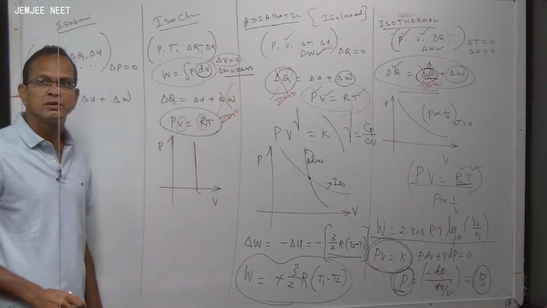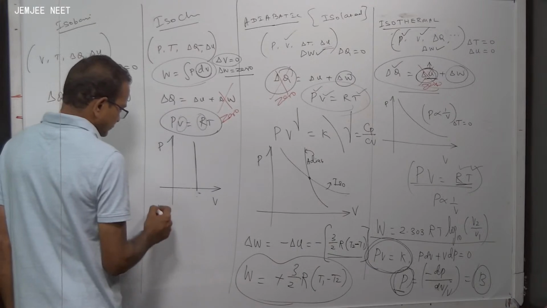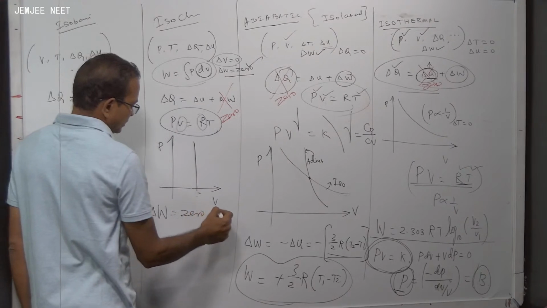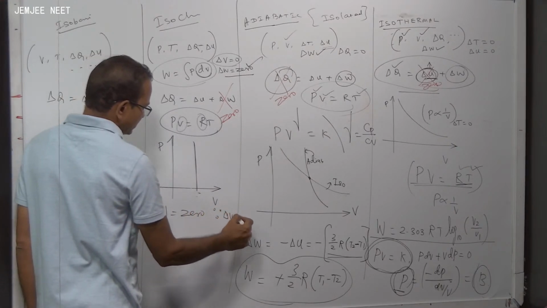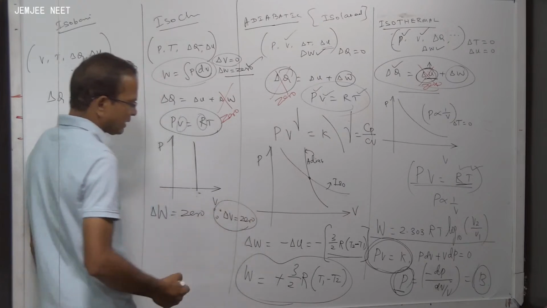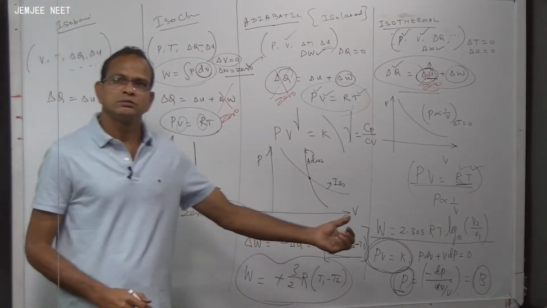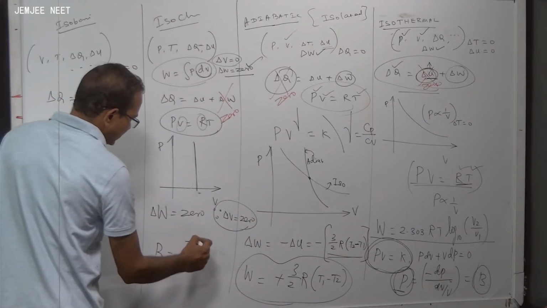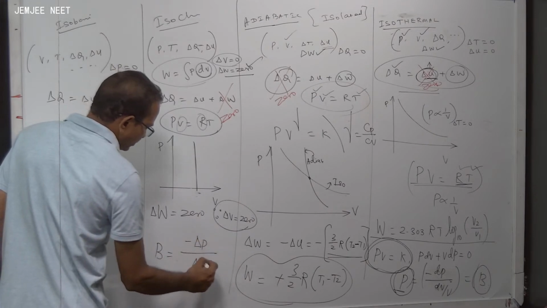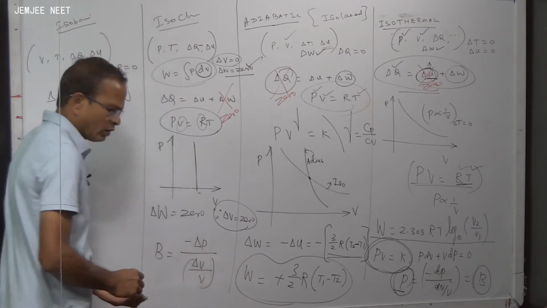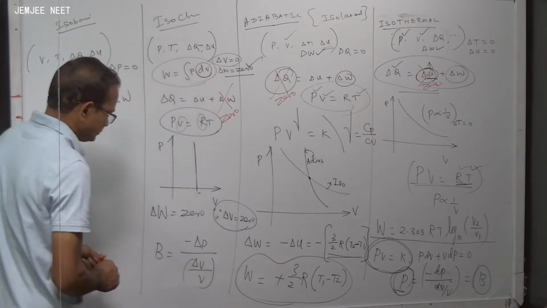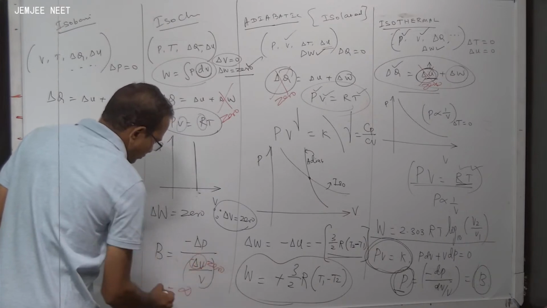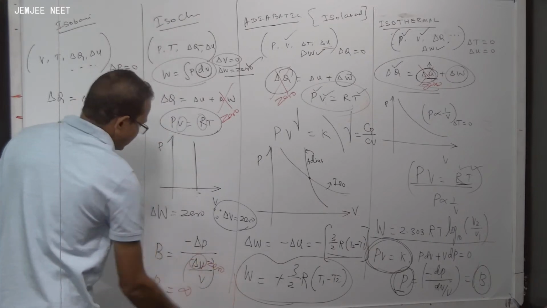What is work done? Since delta V is 0, the work done is 0. Bulk modulus is change in pressure by change in volume by original volume. What is the change in volume value? It is 0, so the bulk modulus of isothermal we'll come back to, it is infinity. The bulk modulus of isochoric is 0.